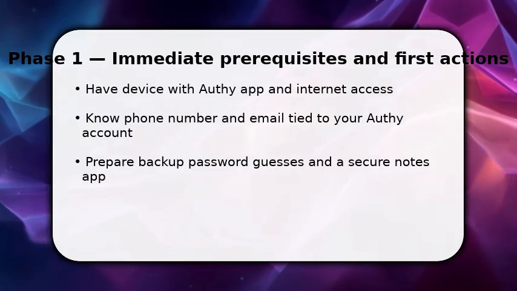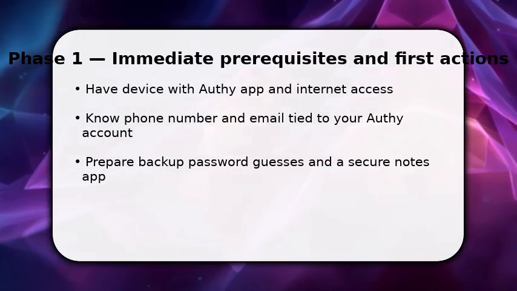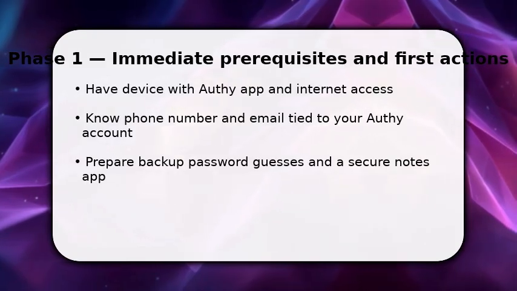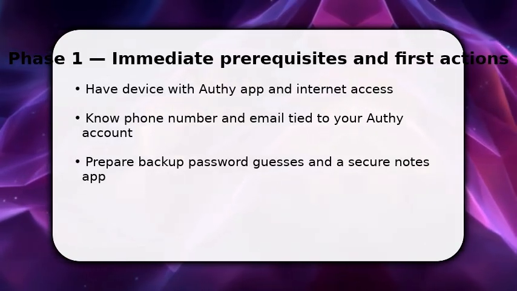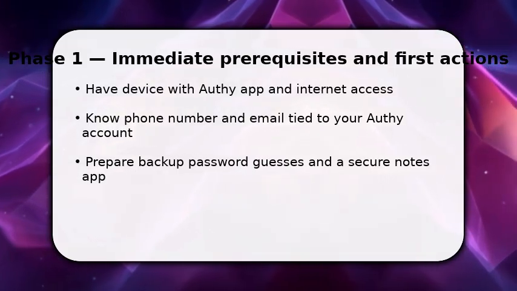Authy immediately asks for the backup password. You should try likely passwords now, but do this deliberately. Avoid lockout attempts. Make a short list in a Secure Notes app, noting variations, capitalizations, or added symbols. Next, we move to structured password recovery steps.